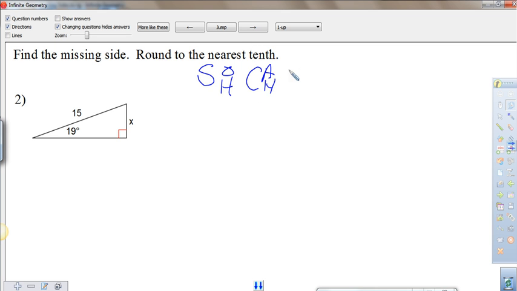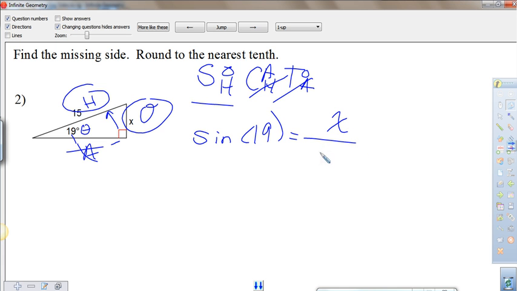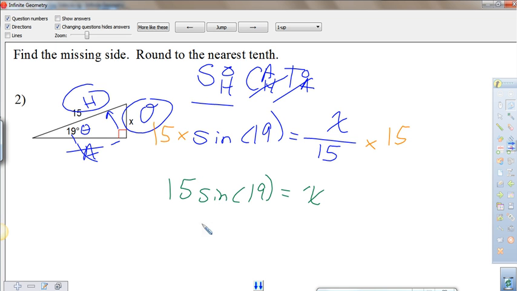SOHCAHTOA. Alright, we've got our theta. We've got our hypotenuse. We've got our adjacent side, and we've got our opposite. Opposite has an x, hypotenuse has a 15. A does not help us. Dealing with sine again. So sine of 19 equals my opposite over my hypotenuse. So, since x is in the numerator this time, to get rid of it divided by 15, I'm just going to multiply by 15. And that gives me 15 sine of 19 equals x. Again, chuck it in your calculator, and you will get 4.9 units.